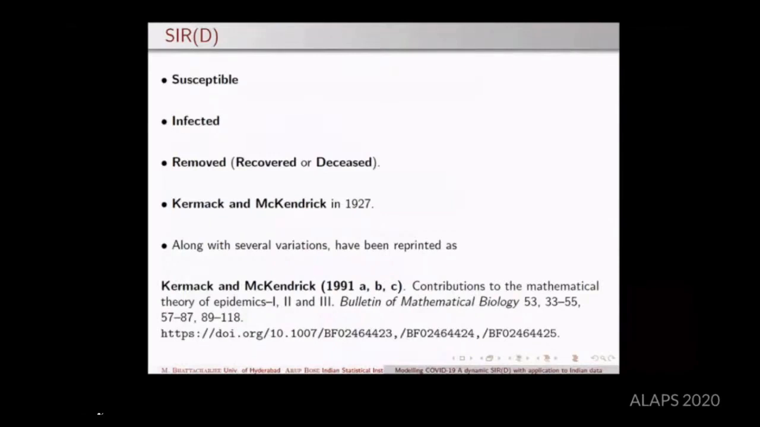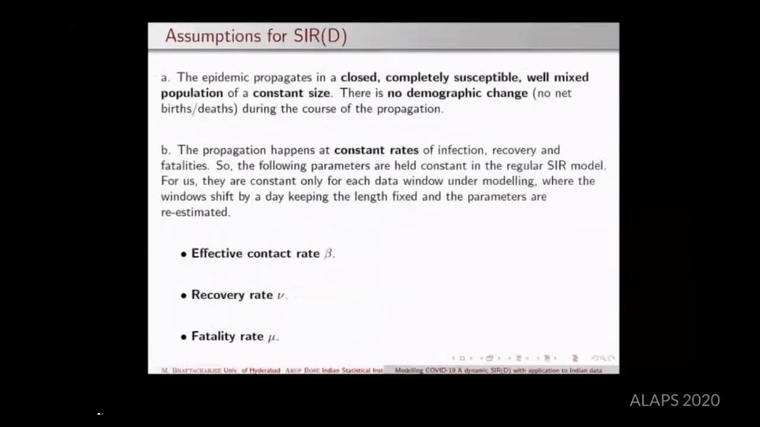So the basic assumptions for the SIRD model are that the epidemic propagates in a closed, completely susceptible, well-mixed population of a constant size. There is no demographic change, so we assume that there are no net births or deaths during the course of the propagation. And then the propagation happens at constant rates of infection, recovery, and fatalities. So the following parameters are held constant in the regular SIR model. For us, they are constant only for each data window under modeling, where the windows shift by a day, keeping the length fixed, and the parameters are re-estimated. So that's the variation that we are going to use.